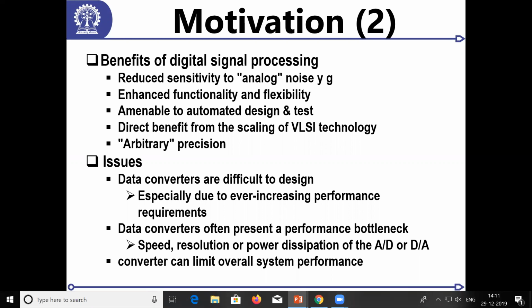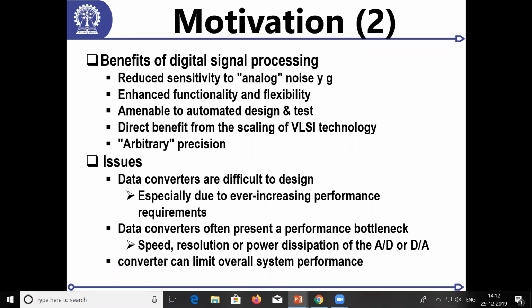Now, these data converters present a performance bottleneck in a lot of systems. And when we say bottleneck, what it means is that we as engineers cannot get everything. There is no free lunch in the world. We engineers always have to deal with something called trade-offs, and especially in analog design, there are a lot of trade-offs that you have to go through.